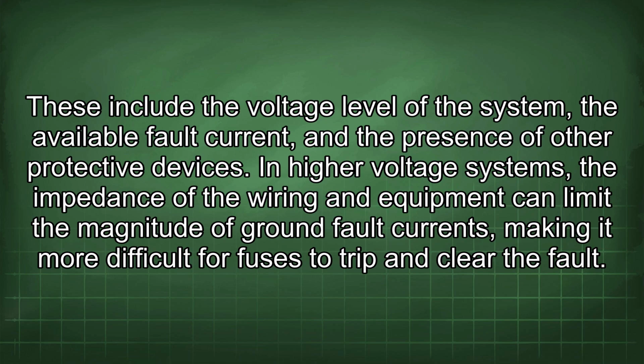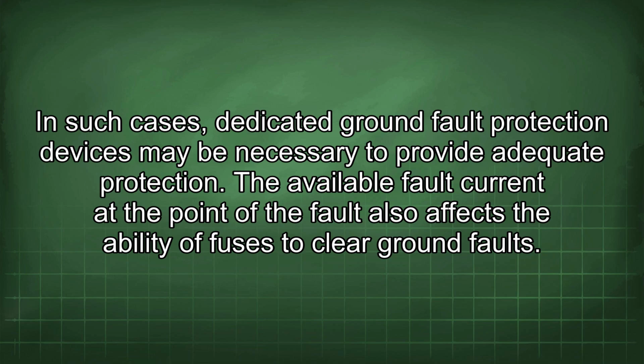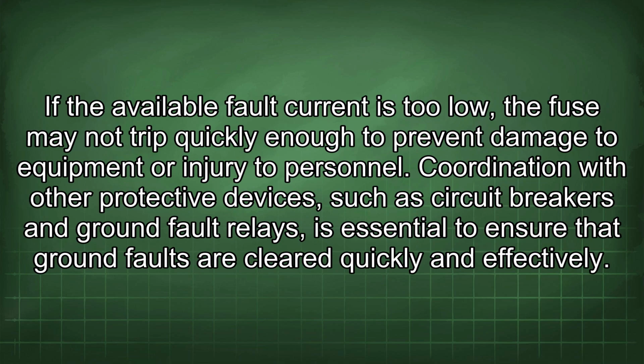In higher voltage systems, the impedance of the wiring and equipment can limit the magnitude of ground fault currents, making it more difficult for fuses to trip and clear the fault. In such cases, dedicated ground fault protection devices may be necessary to provide adequate protection. The available fault current at the point of the fault also affects the ability of fuses to clear ground faults. If the available fault current is too low, the fuse may not trip quickly enough to prevent damage to equipment or injury to personnel.